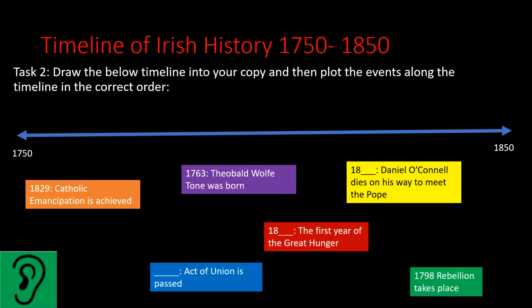Okay, so the next task we're going to do is this. I want you to draw a timeline from 1750 up to 1850. Then there are 6 events that happen within that period that I want you to plot along the timeline in the correct order. Now, not all of them have the correct year given, or have the full year given. You'll see the blue, the red, and the yellow boxes are all missing the year. So you're going to either have to use your prior knowledge or go back and do some research to find the year that is missing there.